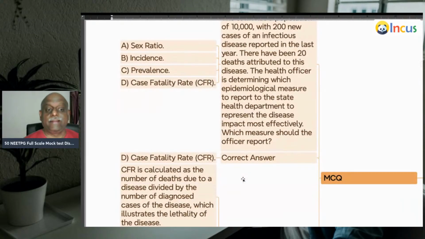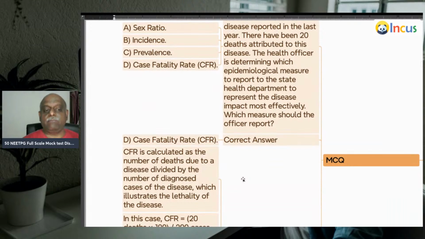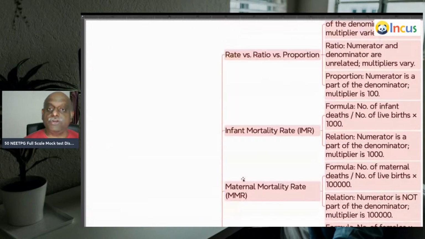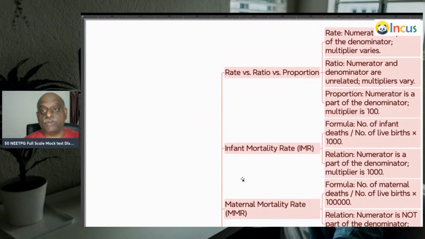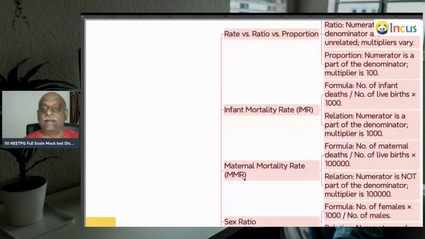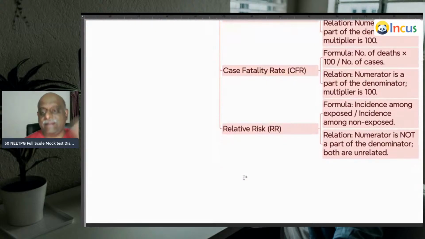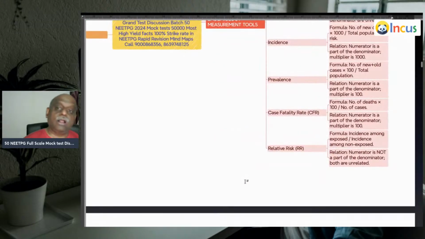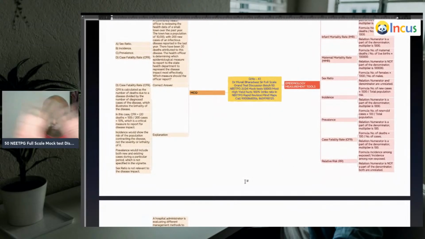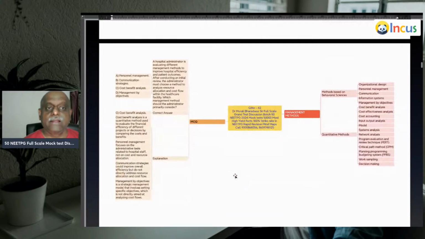Now, if you want to report the number of deaths and the lethality of a disease, what is the best measure? It is the case fatality rate. So everything you should know, doctor: rate versus ratio versus proportion, what are they? What is infant mortality rate, maternal mortality rate, sex ratio, incidence, prevalence, case fatality rate, relative risk. All this I leave you in one single mind map with which you can do the revision.